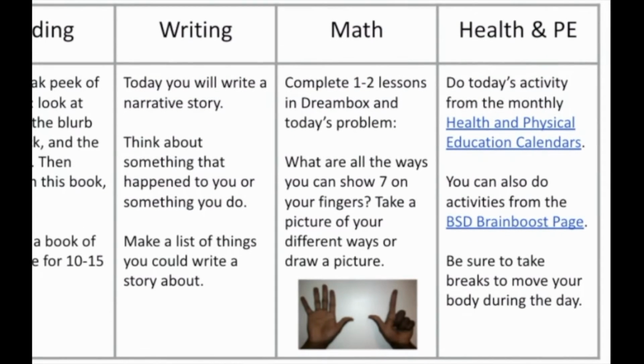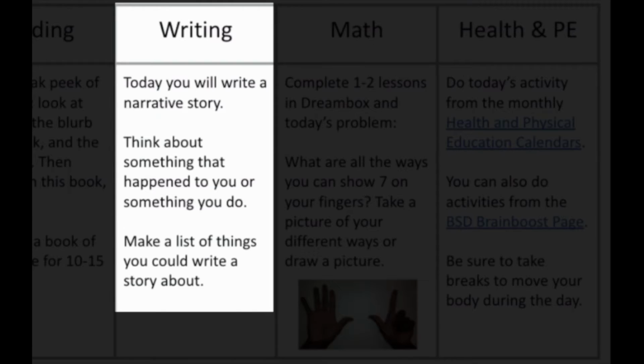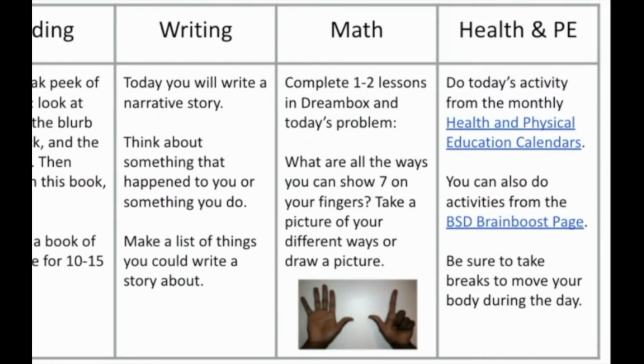Under writing, today you're going to write a narrative, a story. Now, you're going to think of something that really happened to you or something that you do, and you're going to make a list of things you could write about. Okay, so something that really happened to you. Maybe something super exciting that really happened to you. Maybe a bummer thing like the time that you fell on your bike or some story like that. So make a list of things you could write about.